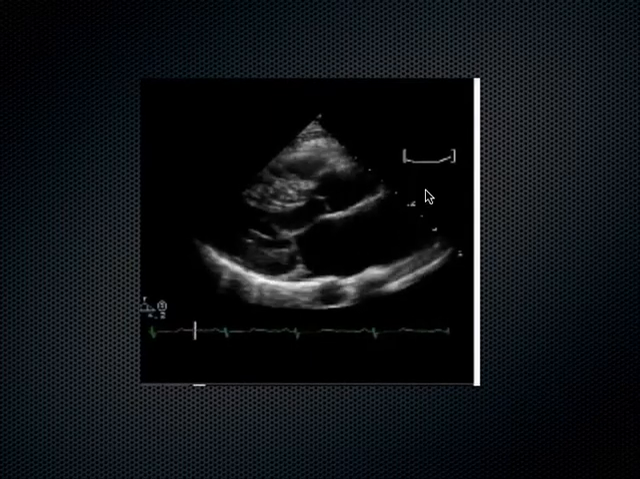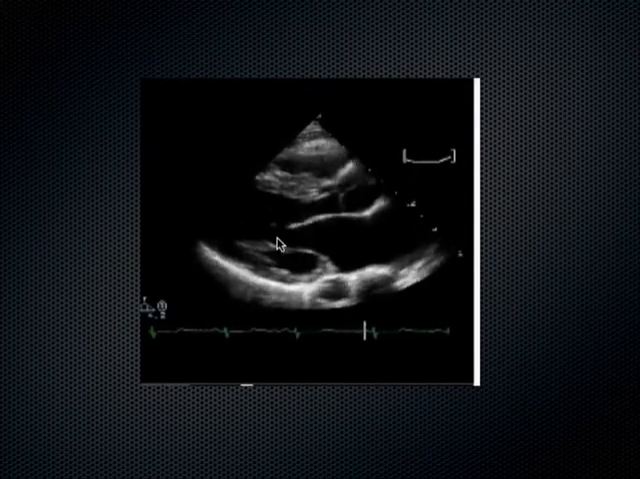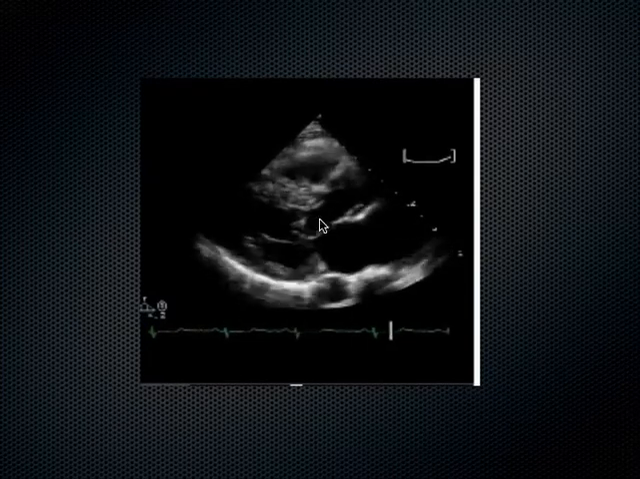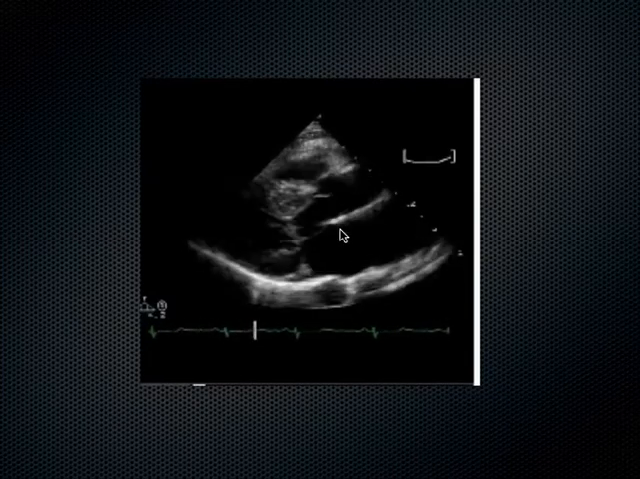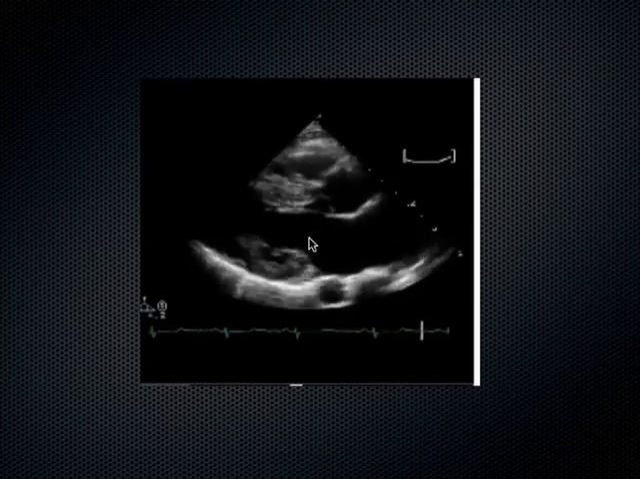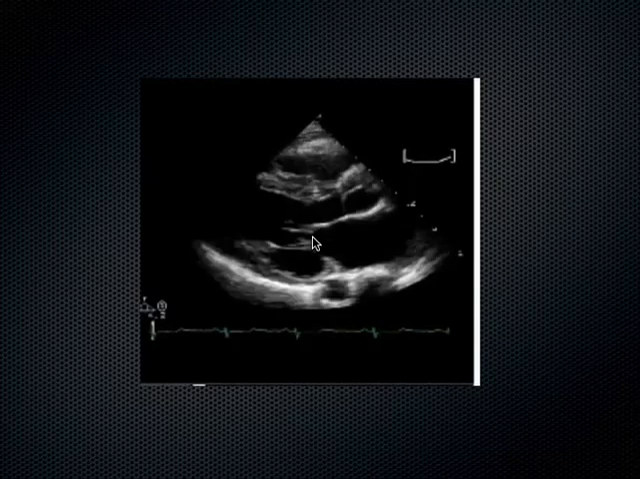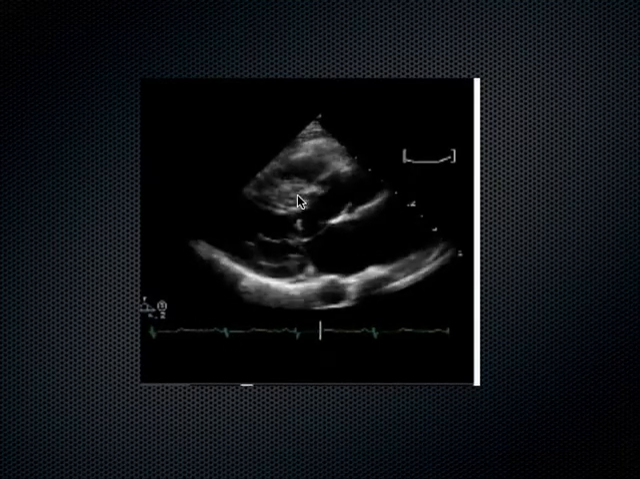Okay, so this is the parasternal long axis. Here's the RV, here's the LV, the left atrium. The descending aorta is seen here. You guys know all this. This is the aortic outflow tract seen here, but I want you to look very closely at that mitral valve. This is the problem right here. Also, look at the septum.